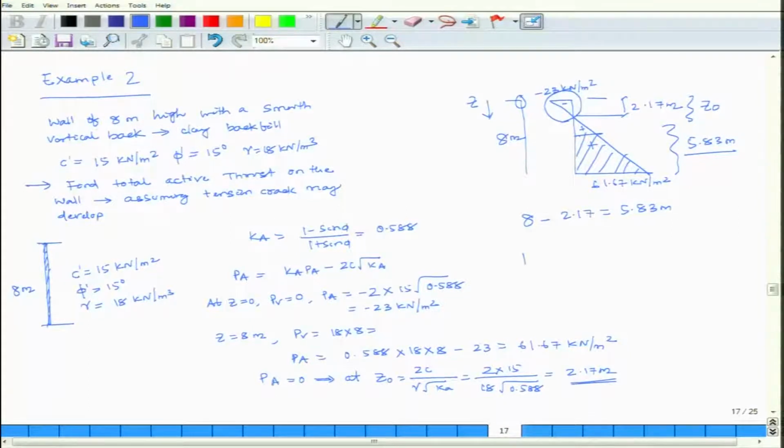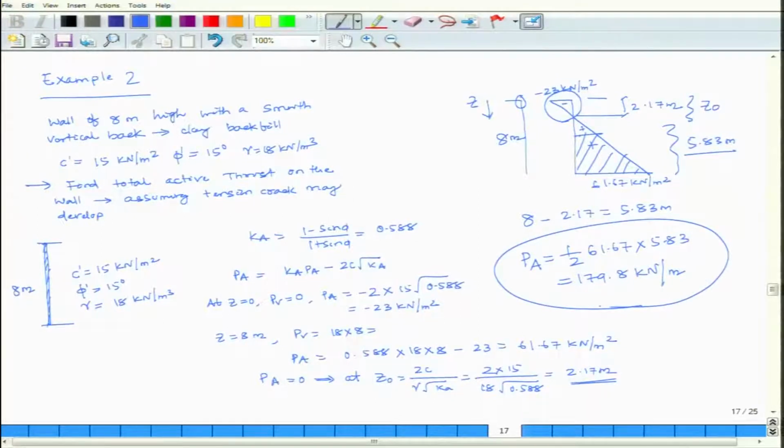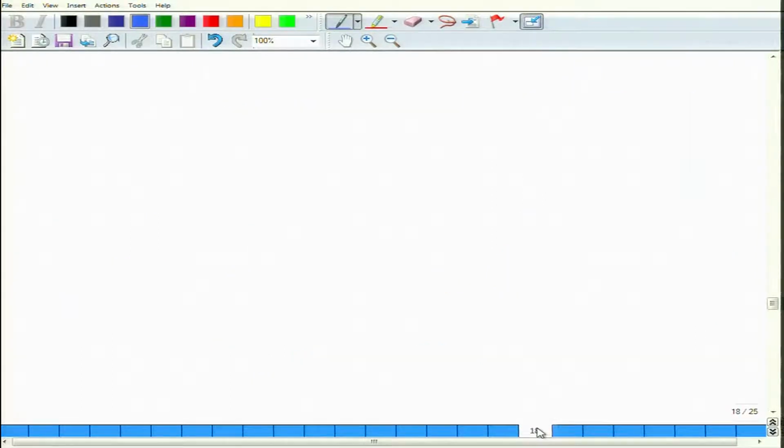So, then Pa will be half into 61.67 into 5.83, which is equal to 179.8 kilonewton per meter. This is my active thrust. This is my second example. So, two examples have been solved based on Rankine's theory. Now, let me go to Coulomb's theory.